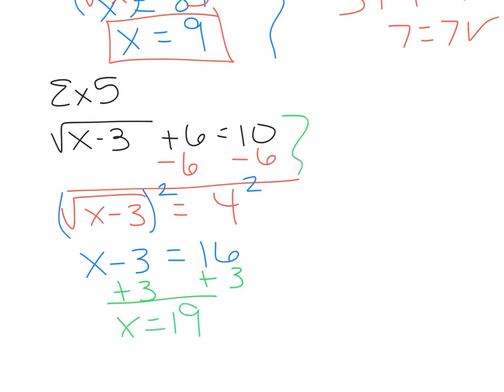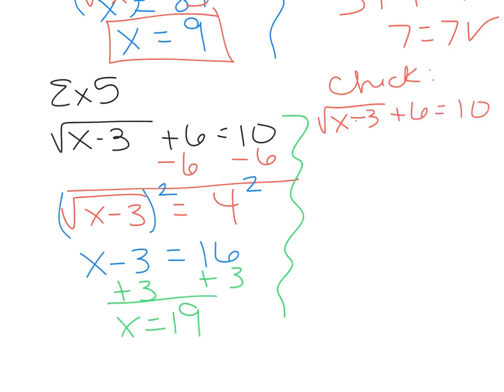Now, we are going to check it. We're going to check it by first writing the original equation, the square root of x minus 3 plus 6 equals 10, and then substituting our solution in where x is.